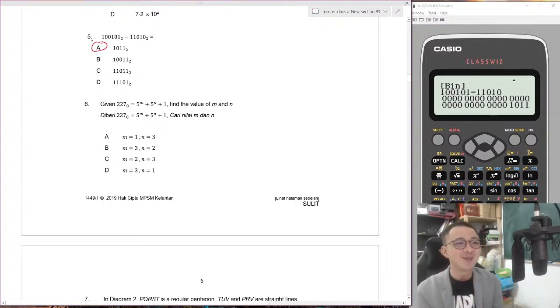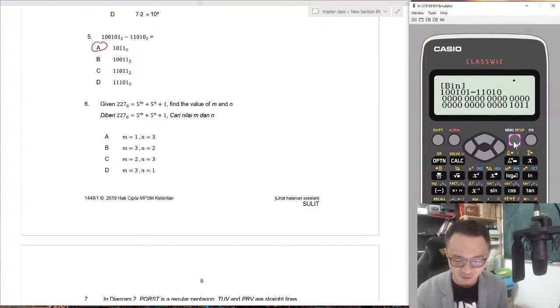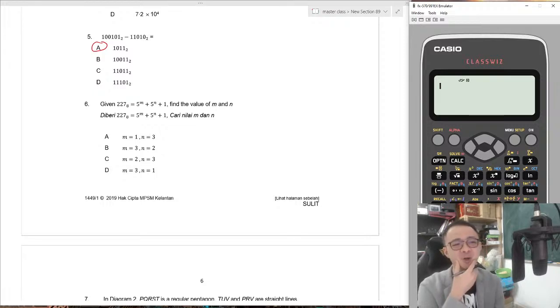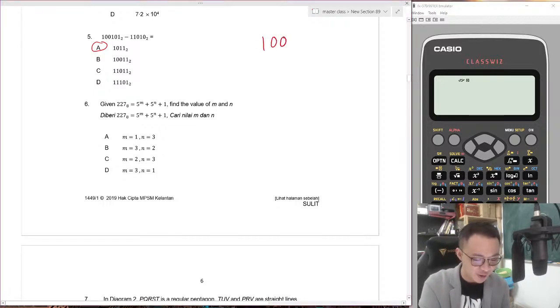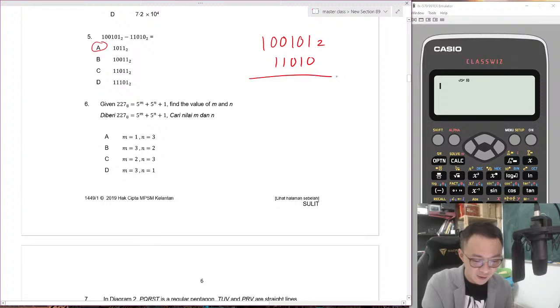So if you want to do it manually, just in case your calculator cannot do base, but I think even the oldest version can do base. Yeah, but I will teach you some manual way here as well. 101 base 2. This is 110. Oh, it's 5 digits. Alright. So 11010. Okay, so 1 minus 0 is 1.